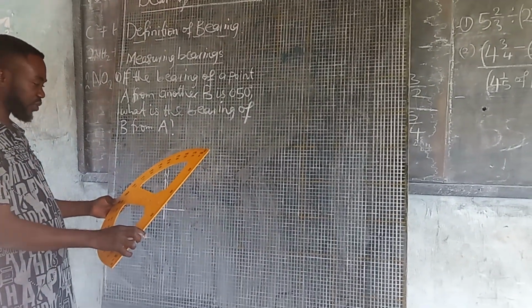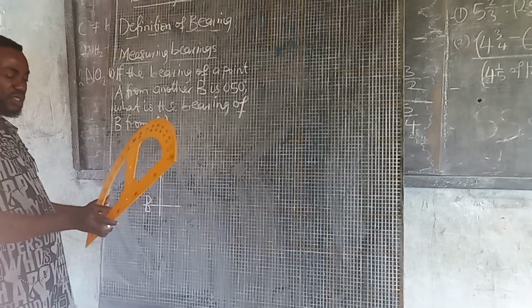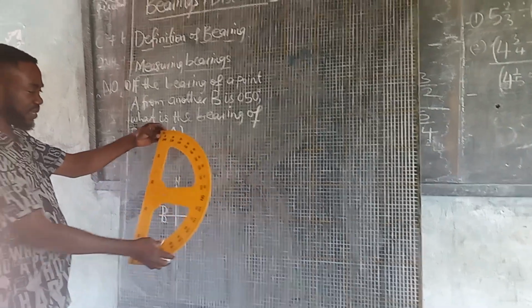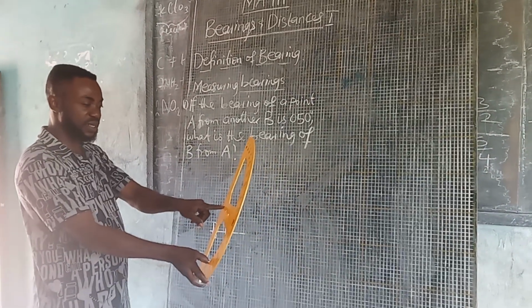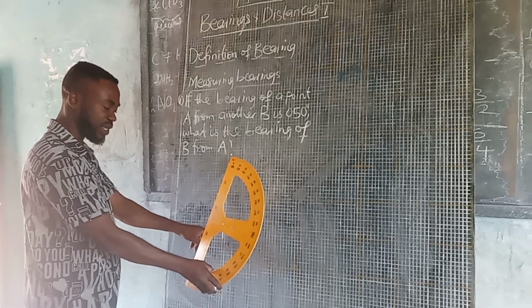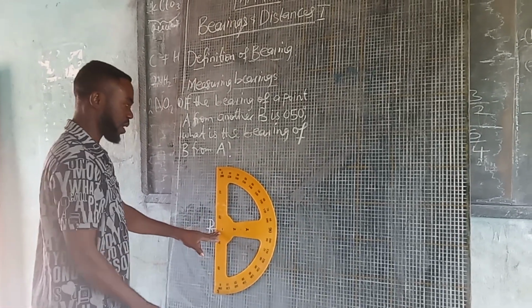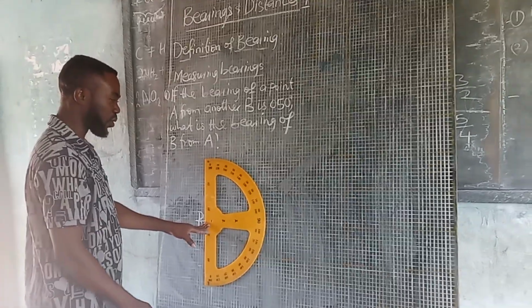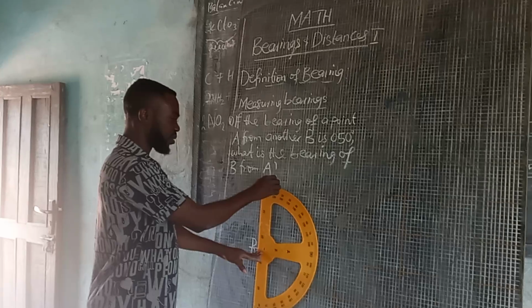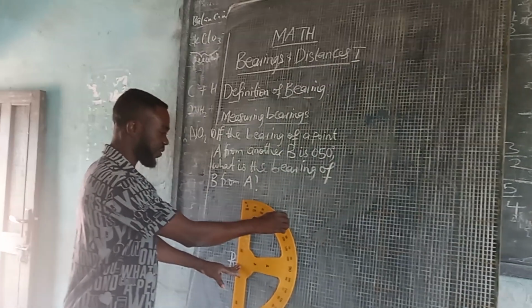Now you place your protractor. How do you place your protractor? You place it like this. Allow this center to lock with this one here. Let it match. Now measure 50 degrees. This is 10. 0, 10, 20, 30, 40, 50.